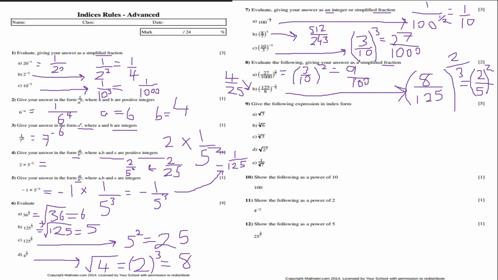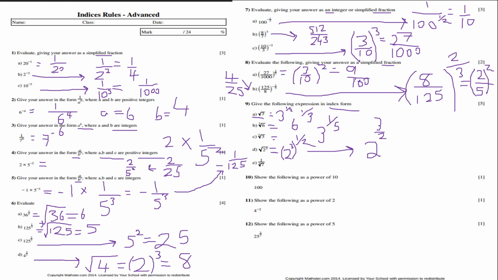Question number 9. You can give the following expression in index form. For part A, the square root of 3 is just 3 to the power of a half. For part B, it's the cube root of 6, so it'll be 6 to the power of a third. For part C, it's 3 to the power of 1/5. For part D, it's a bit more tricky and a bit more involved. It's 2 cubed to the power of a half. And then the answer to that will be 2 to the 3 halves.